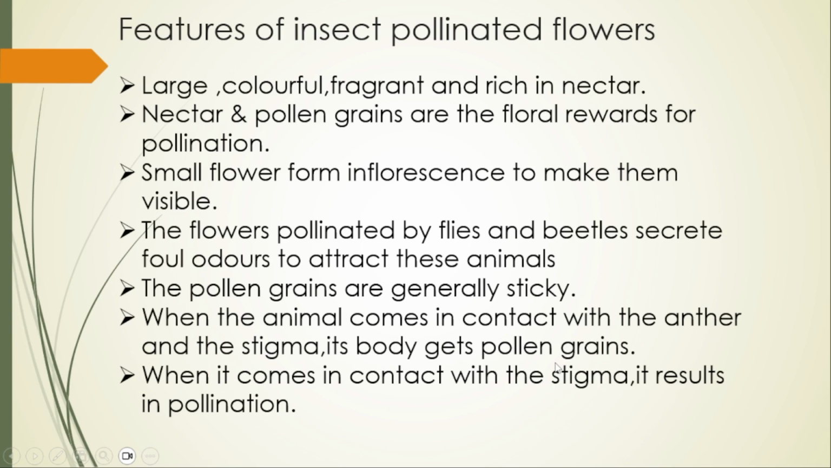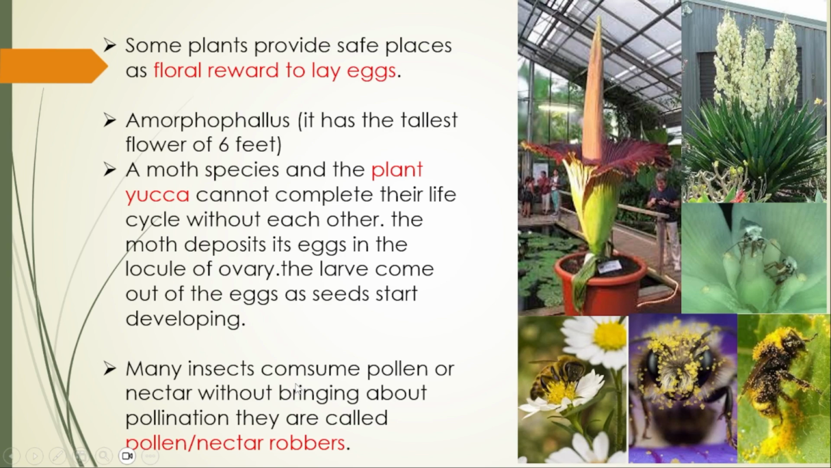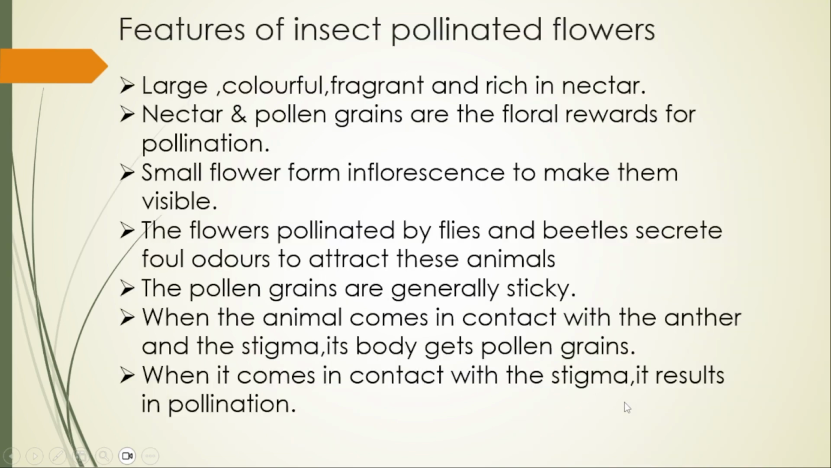Means what? Whenever the animal comes in contact with the flower or the anther, the overall body of the insect will be dusted with the pollen grains, and then whenever it is exposed to the stigma, pollination will occur. When it comes in contact with the stigma, it results in pollination, isn't it?